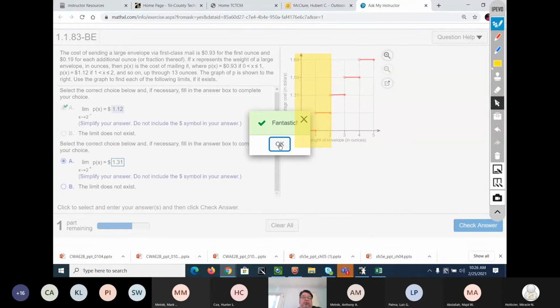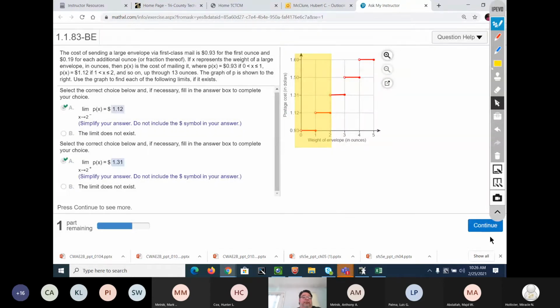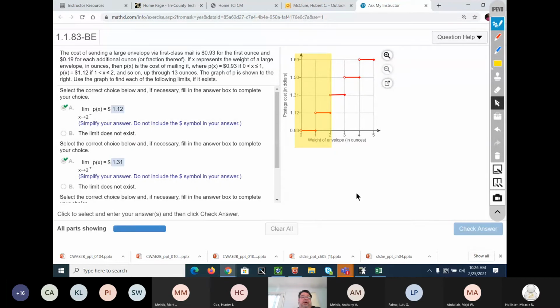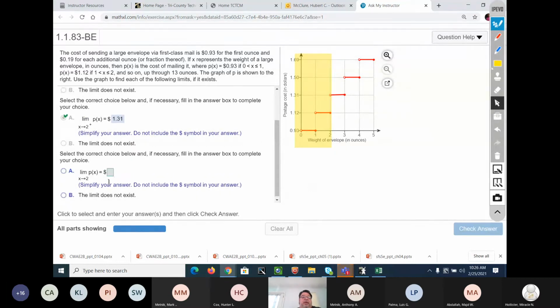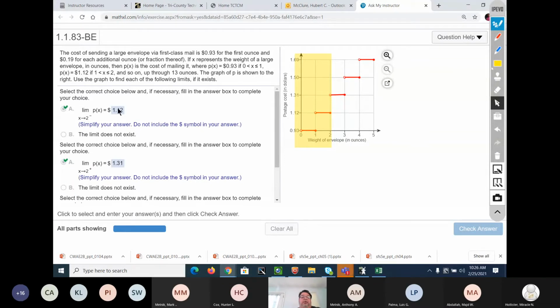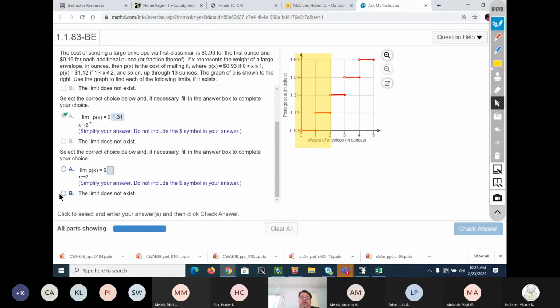I don't know if they're going to ask that or not. Since there's no sign on the right side, does the limit exist at x equals 2? No, because this does not equal this. So it does not exist. This is a good test question, but I just don't like piecewise functions because they can confuse students.